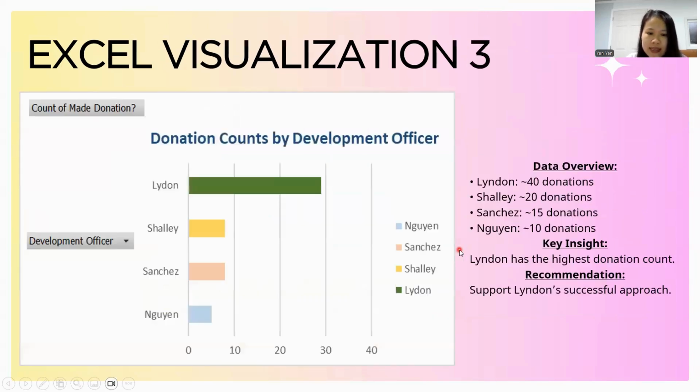Now, let's see which officers are signing. This chart breaks it down. Linden had about 40 donations, Sally 20 donations, Sagers 50 donations, and Wing 10 donations. The key insight: Linden is the top performer by far. My suggestion: let's support Linden's successful approach and learn from what he's doing right.